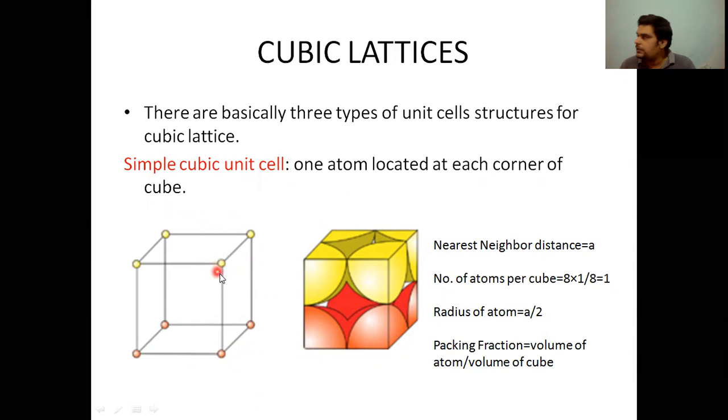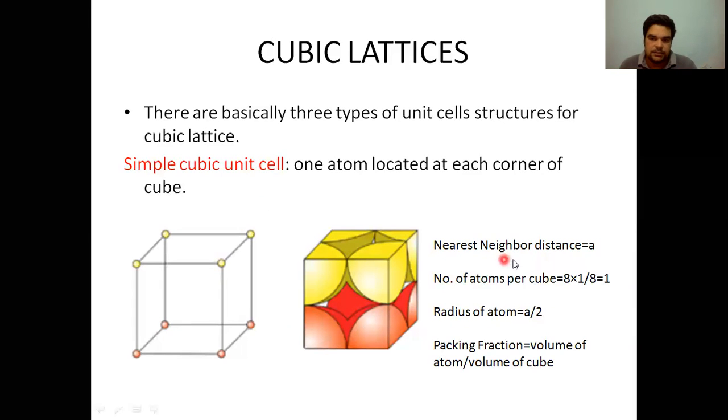the sharing of this atom, in this particular cubic cell, is 1/8. So only a 1/8 portion of this atom belongs to this particular unit cell. The rest is shared among the other unit cells around it. That's why we have used this.